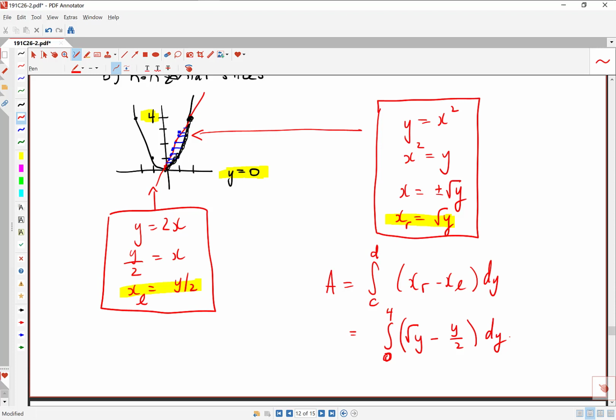Remember, the point here is not to evaluate the integrals, but just to make sure we're comfortable with both the vertical slice and the horizontal slice process.